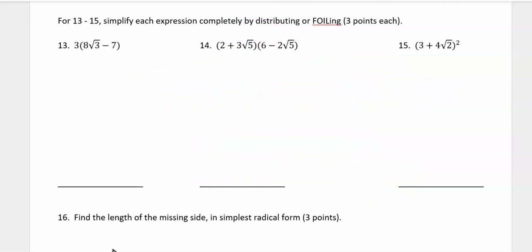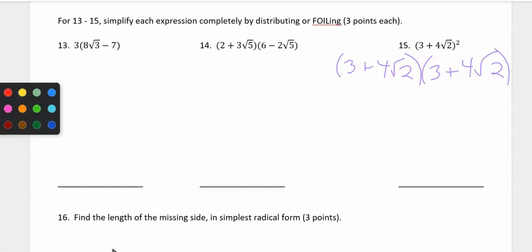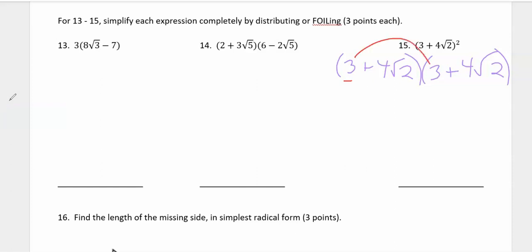Okay, number 15. So just like we saw on the front, if something gets squared, you guys, that means you multiply it by itself. So you need to take this 3 plus 4 square root 2 and write it twice. Multiply it by itself, and then it looks really similar to number 14, where you have to distribute it all out, take it piece by piece. Distribute the 3 first. 3 times 3 is 9. 3 times 4 square root 2.